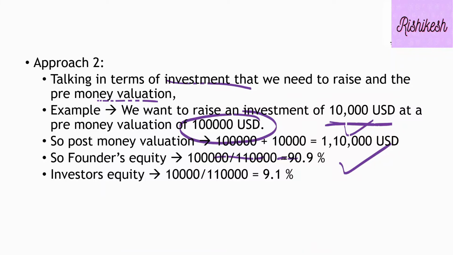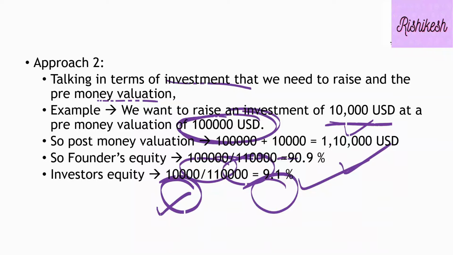So your equity becomes 1 lakh US dollars, your pre-money valuation, divided by the post-money valuation, that is 90.9%, and the investor's equity will be 10,000, because this is the fund that you're going to raise, divided by the post-money valuation that you have, that is 9.1%. So if you're telling the investor that you want to raise 10,000 US dollars at a pre-money valuation of 1 lakh US dollars, you're basically telling the investor that I want to raise 10,000 US dollars from you and I can give you 9.1% equity. This is what you are telling the investor.